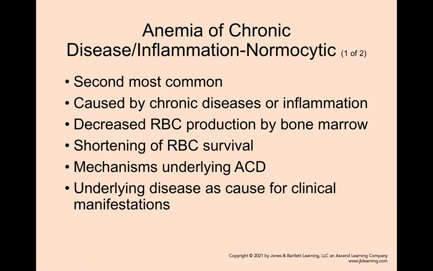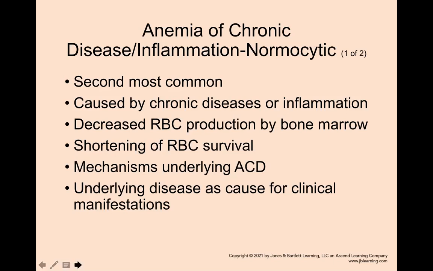Anemia of chronic disease is the second most common cause of anemia, and that is basically caused by chronic diseases or inflammation. When these are persistent, there's decreased red blood cell production by the bone marrow and shortening of the red blood cell survival. The clinical manifestations are usually secondary to whatever the underlying disease is.